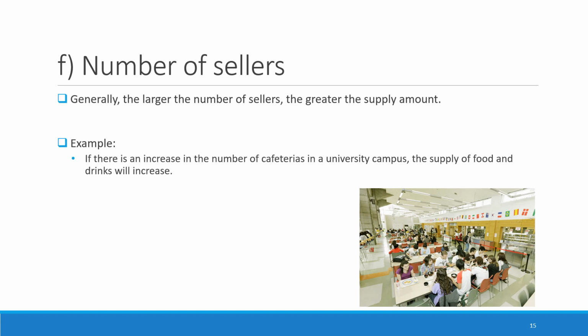Generally, the larger the number of sellers, the greater the supply amount. For example, if there is an increase in the number of cafeterias on a university campus, the supply of food and drinks will increase.